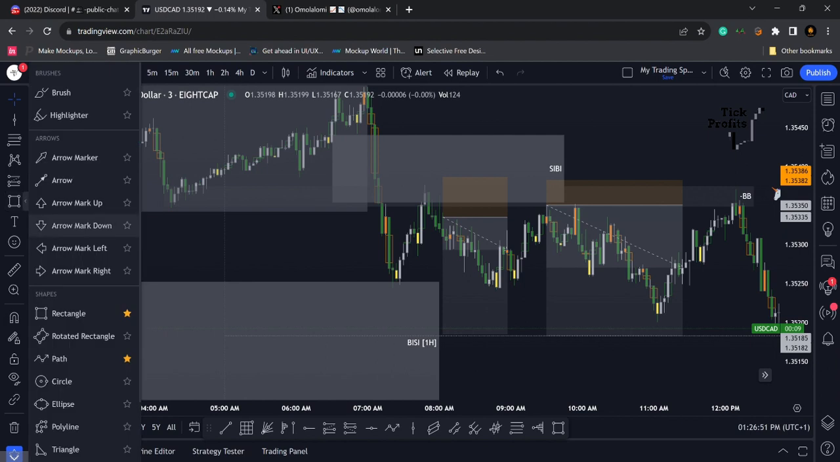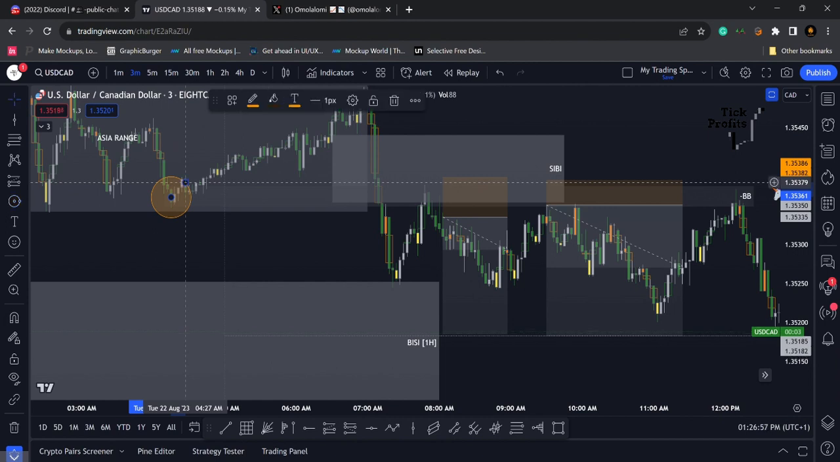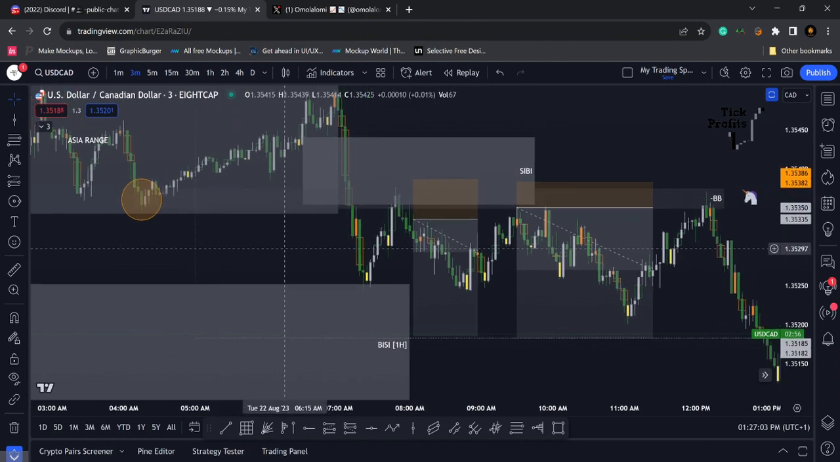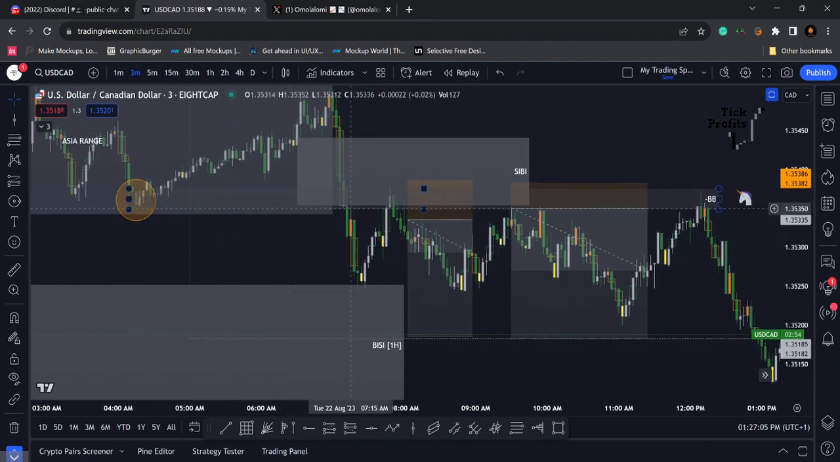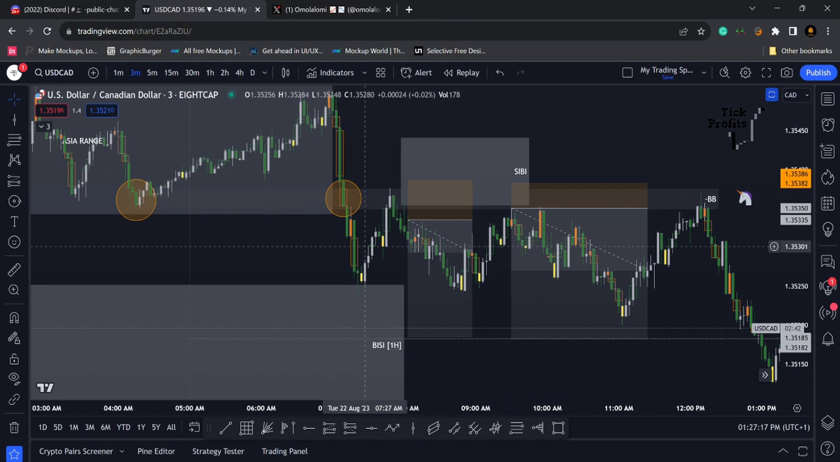Trying to find the other block we have here, it failed, so automatically it becomes a breaker block. And inside the breaker block, we saw a fair value gap here. Let me just move this apart. You can see the fair value gap there.